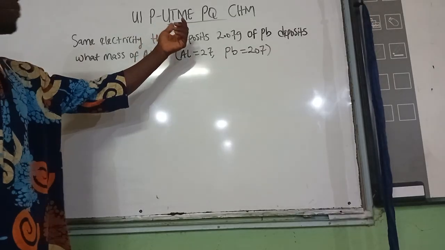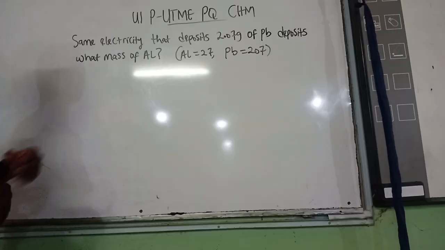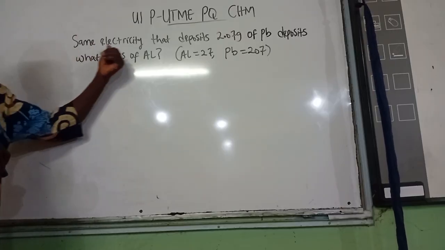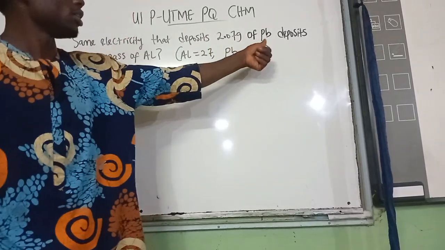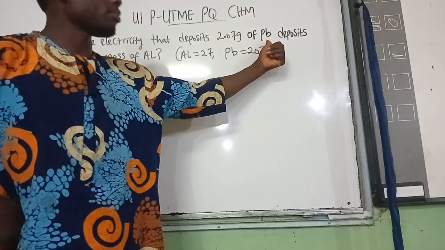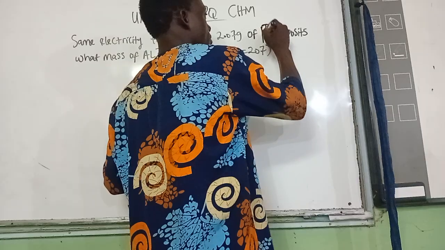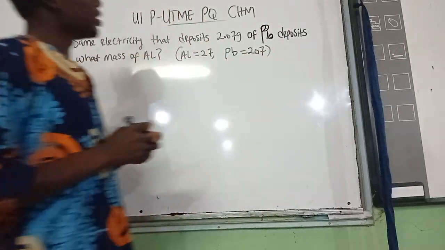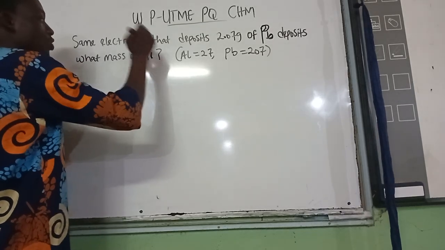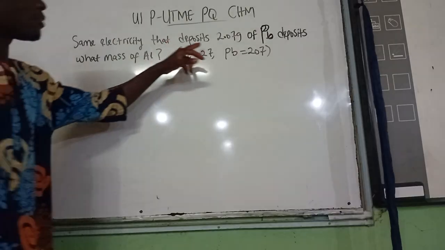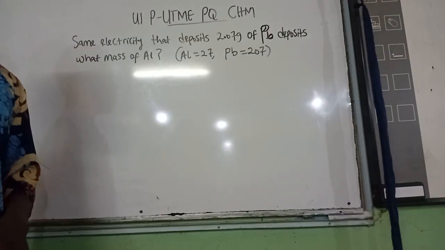This is a UI post-UTME past question in chemistry. The question says: the same electricity that deposits 2.07 gram of lead, Pb, deposits what mass of aluminium? Lead, this is the symbol for lead. Sorry, it should be capital letter P and small letter b, Pb. The same electricity that deposits 2.07 gram of Pb, lead, deposits what mass of aluminium?